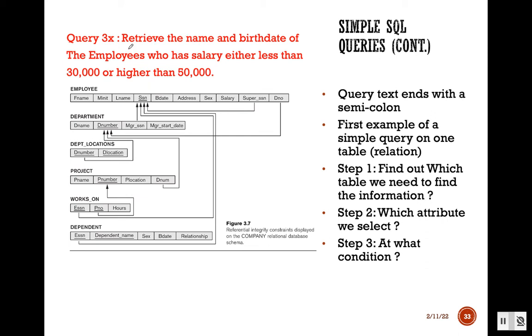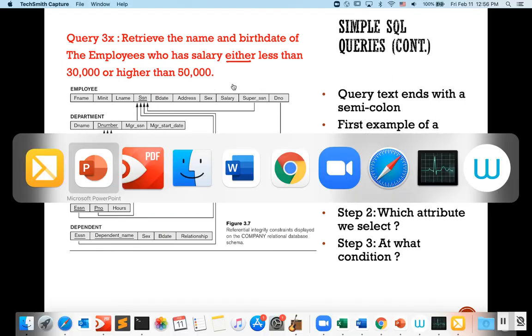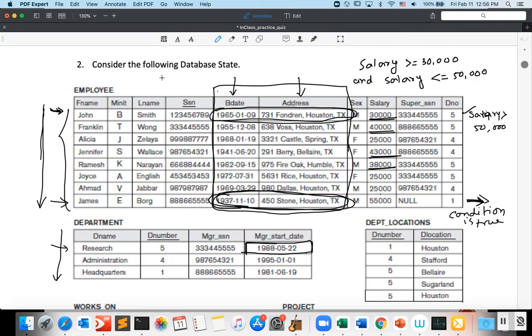Another query: retrieve the name and birth date of employees who have salary either less than 30,000 or higher than 50,000. So here I am saying either less than 30,000 or higher than 50,000. So let's look at the records. Salary has to be less than 30,000, or salary has to be higher than 50,000. So here I have Alicia who has salary 25,000. So this condition is true because salary is less than 30,000.